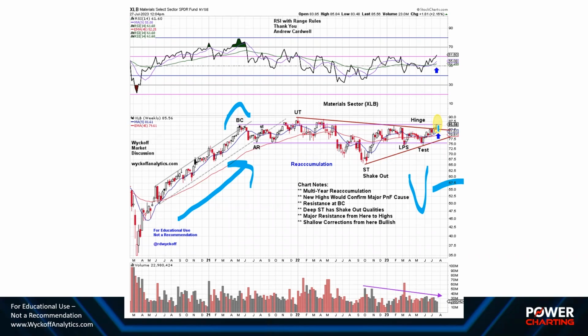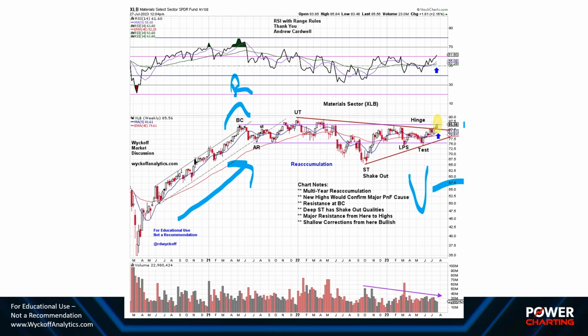Now, materials are not out of the woods yet. There could be more work to be done. There could be other things that happen, because look at what we have. We have materials rally up into the resistance formed by the buying climax, and it's exactly where it is at this time, in that yellow shaded circle. That could mean more work needs to be done, because there's a lot of resistance up here at this level, but now it's out of the hinge.